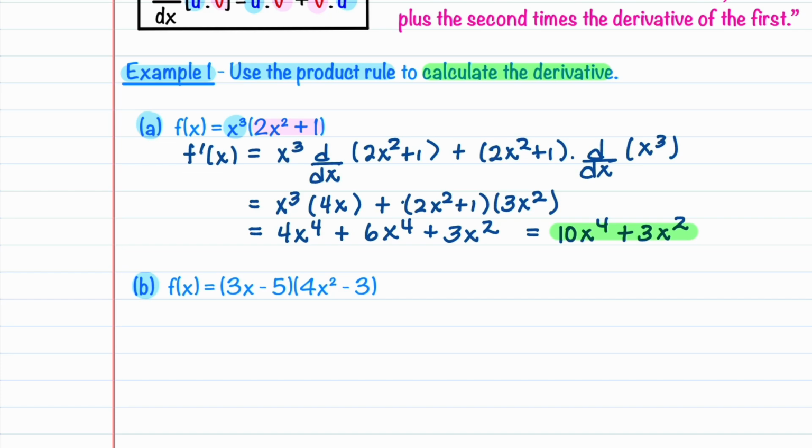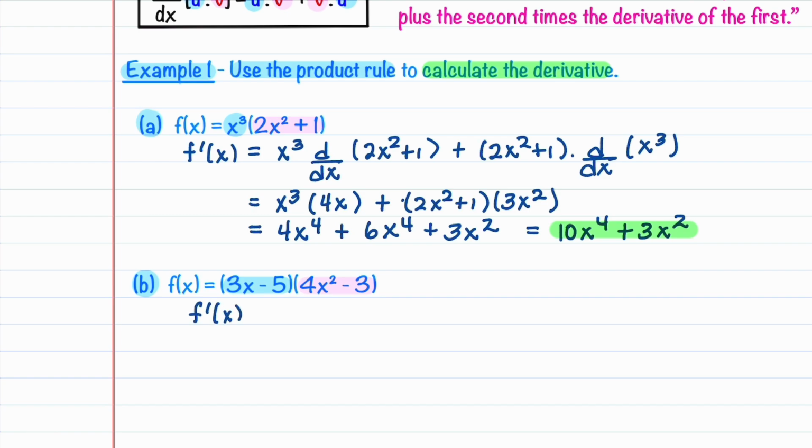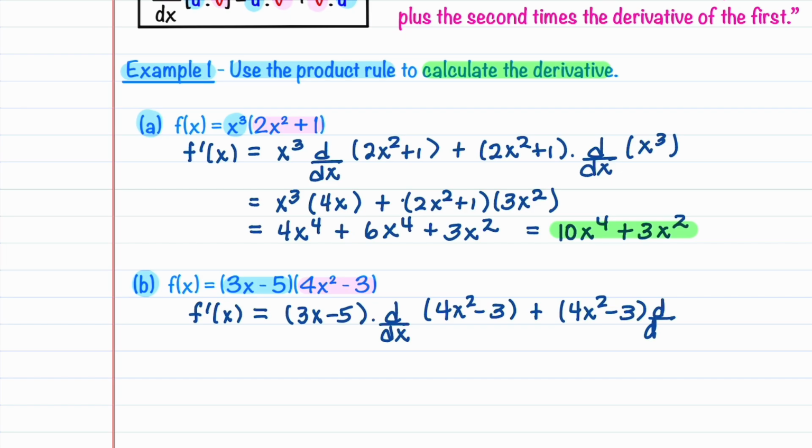In part B, we are going to be differentiating the function f of x is equal to 3x minus 5, that is our first function, times 4x squared minus 3, and that's our second function. Our derivative then is f prime of x, and it is the first function, 3x minus 5, times the derivative of the second function, which is 4x squared minus 3, plus the second function, 4x squared minus 3, times the derivative of the first function, which is 3x minus 5.